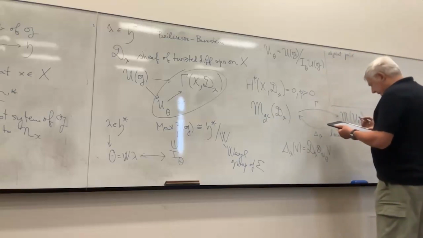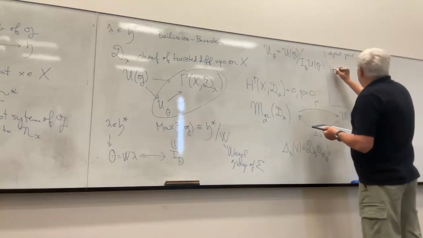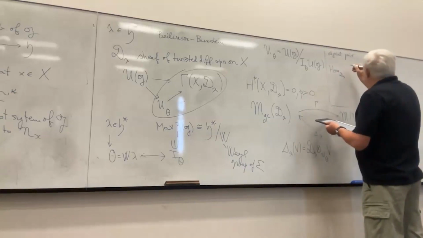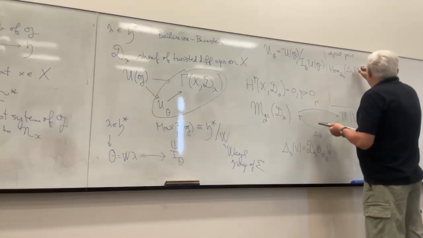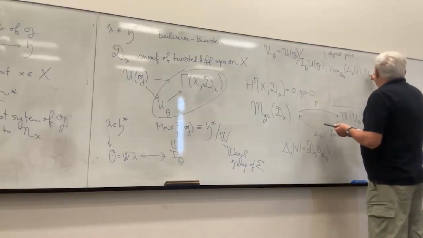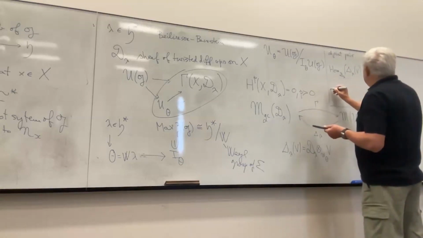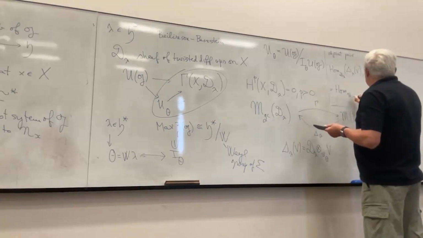So we have that Hom of Delta lambda of V, U, where U is some D lambda module, is Hom over U theta of V and the global sections of U.